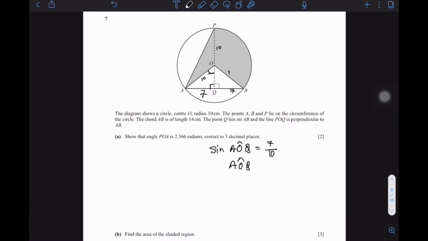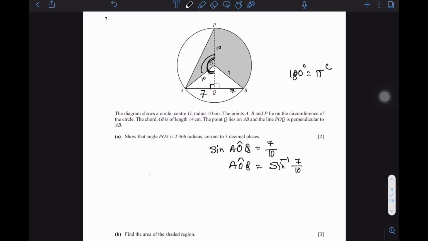AOQ equals sine inverse 7 by 10. Now this whole angle is 180 or pi. We know that 180 degrees equals pi radians, so we can say this is pi. So the upper angle will be pi minus... POA will be 180 minus pi minus sine inverse 7 by 10.